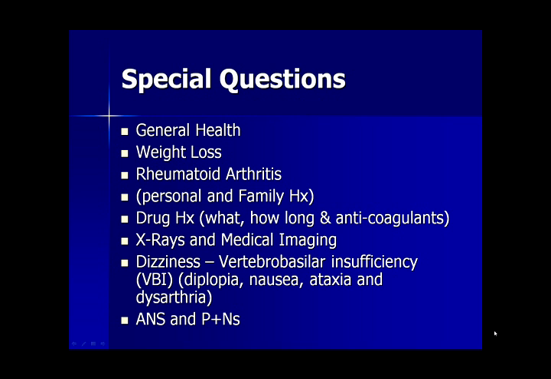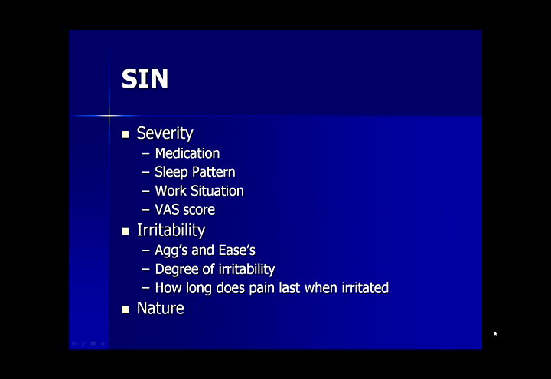Dizziness, which indicates vertebrobasilar insufficiency, or VBI, may also be determined at this stage. This can be associated with other symptoms of the upper cervical spine, such as diplopia, nausea, ataxia, and dysarthria. There may also be a component of finding out about other neural signs and symptoms, such as pins and needles at this point. Finally, that concludes the component of the subjective assessment where you'll be speaking to the patient.